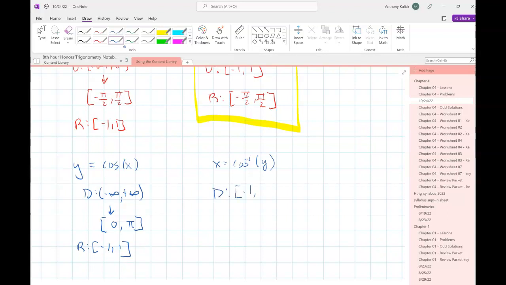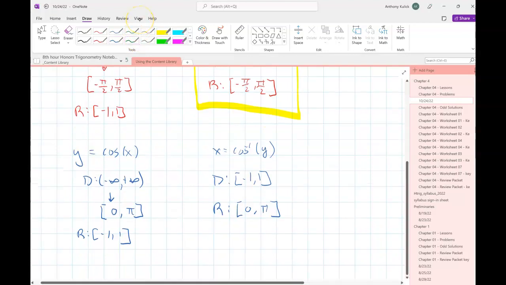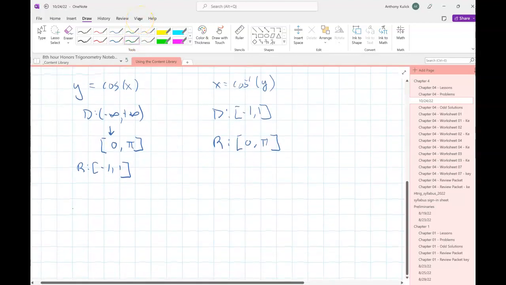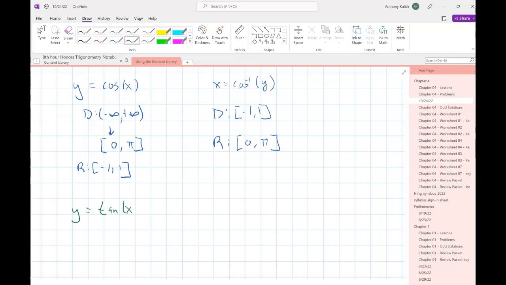So again, the domain for cosine inverse will be the range for cosine. And the range for cosine inverse will be the restricted domain for cosine. And do the same thing for tangent.